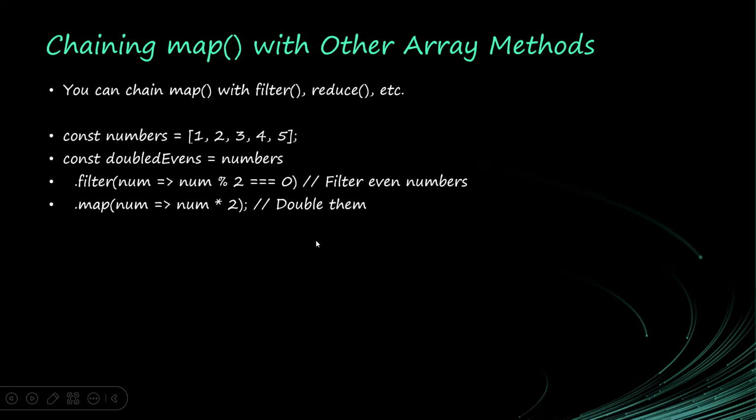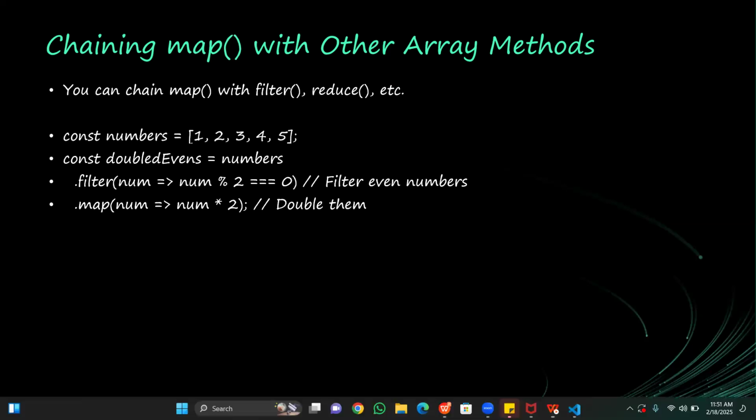So you can see here we are calling numbers. This could be numbers.map, then .filter. Here the filter is being called first, then .map. So this is how you chain array methods. Let me show you.